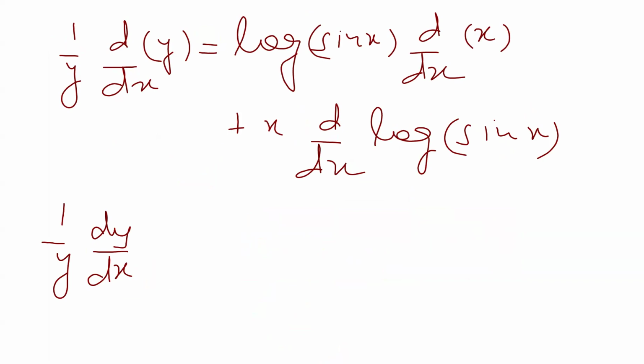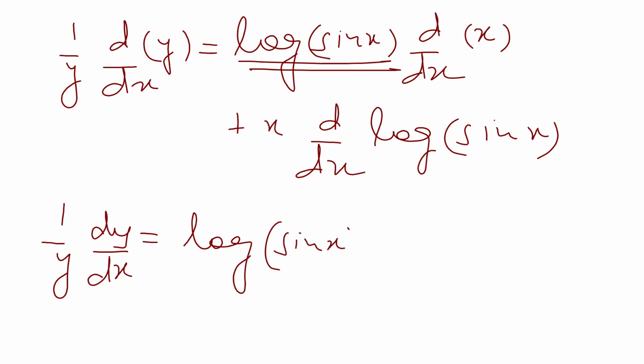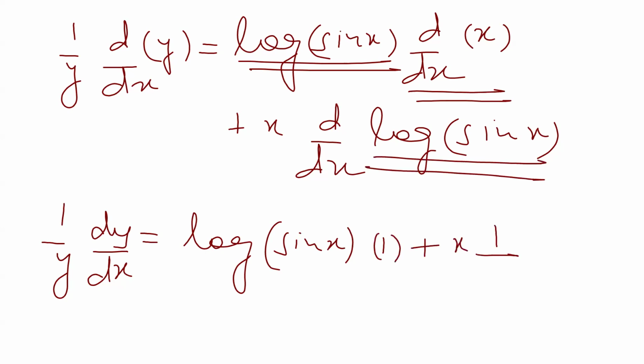Fine. So 1 upon y dy by dx is equal to log sin x will remain as it is. Dy dx of x is 1, plus x into the derivative of log sin x. Okay, it is 1 upon sin x. This is chain rule.